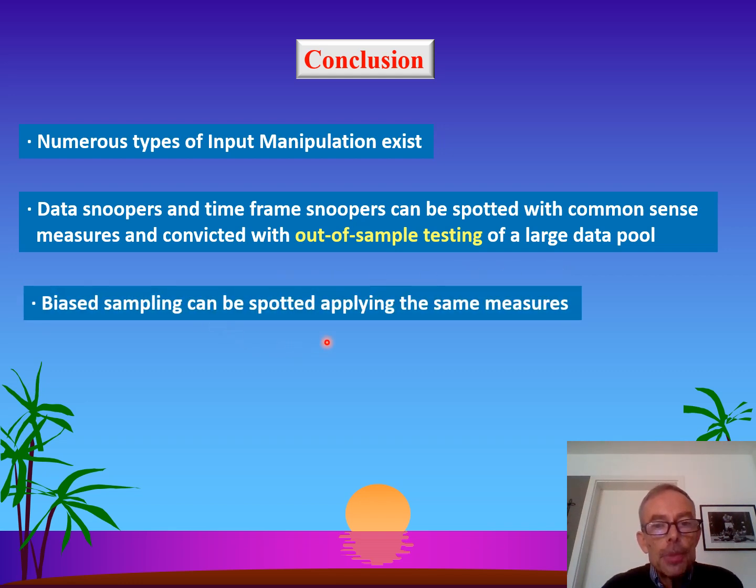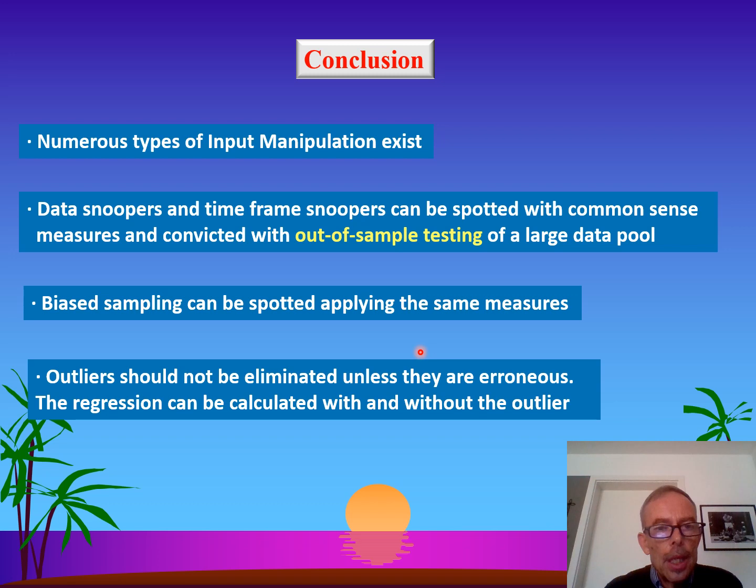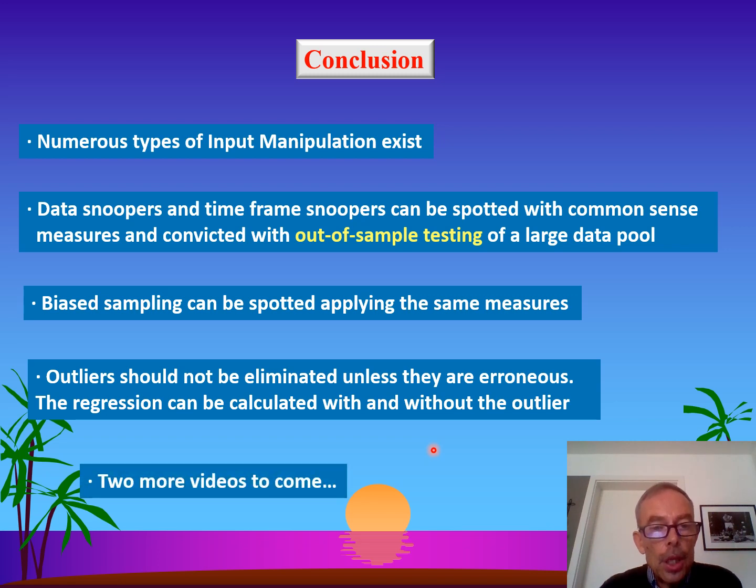Bias sampling can be spotted applying the same measures, right? Use common sense, do out-of-sample testing. Outliers should not be eliminated unless they are erroneous. The regression can be calculated with and without outliers, so again, the more information you have, typically the better. Yeah, there are 2 more videos to come on manipulating the calculations and manipulating the outputs.